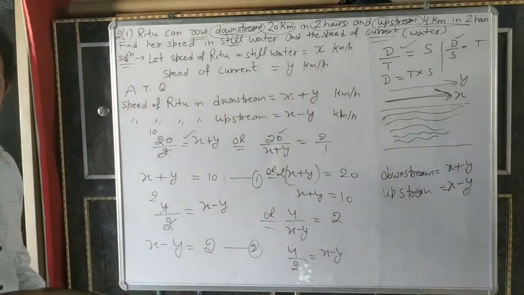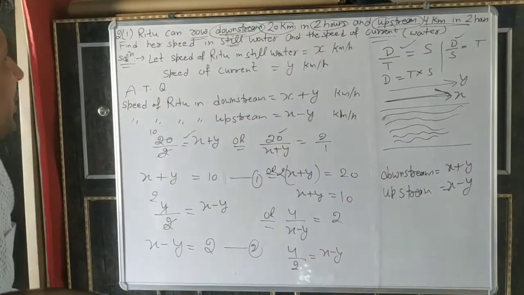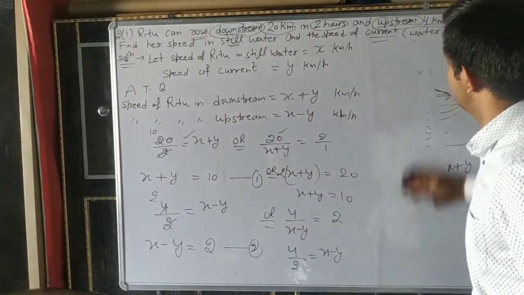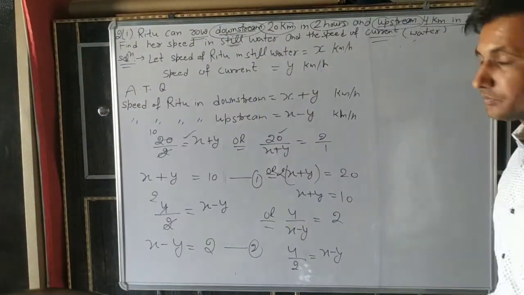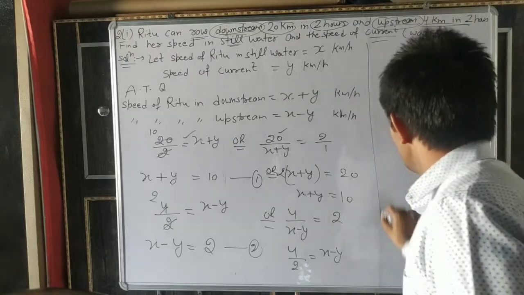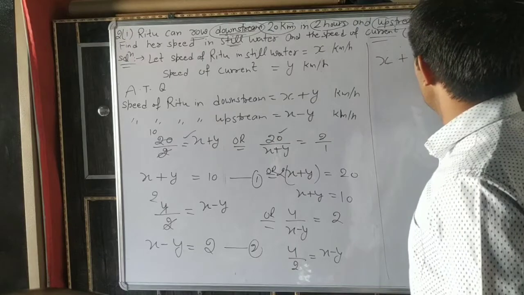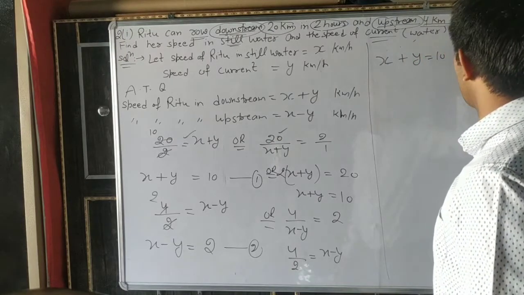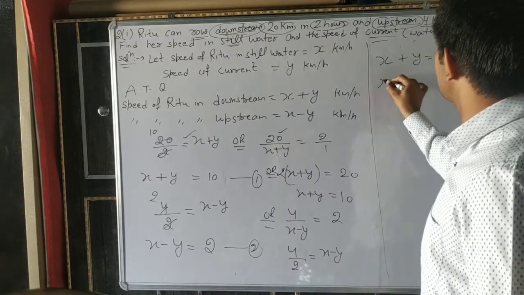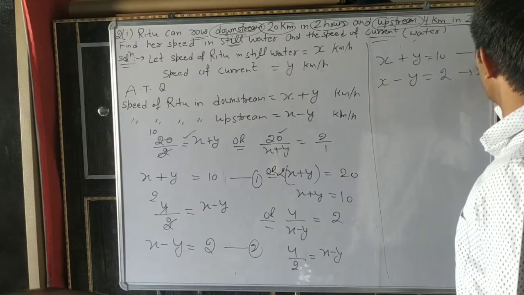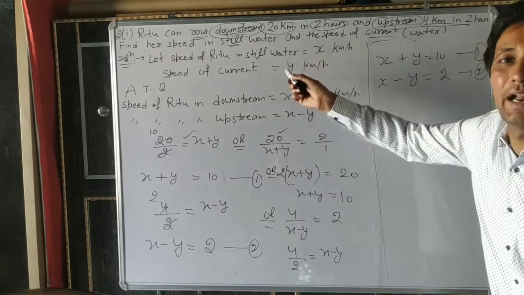Same as it is. Now we want to find the value of x and y. So what will we do? I hope you understand it. Now the equations become: x plus y equal to 10, equation number 1, and x minus y equal to 2, equation number 2. We want to find the value of x and y.